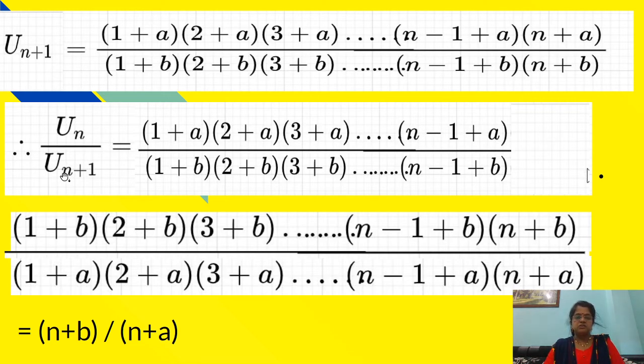Now here you can observe that the product from 1 plus a to n minus 1 plus a will cancel with this part, and in the denominator there will remain n plus a, and 1 plus b into 2 plus b up to n minus 1 plus b, this product will cancel with this 1 plus b into 2 plus b dot dot n minus 1 plus b, and there will remain n plus b in the numerator, and therefore the value of un upon un plus 1 we will get as n plus b upon n plus a.